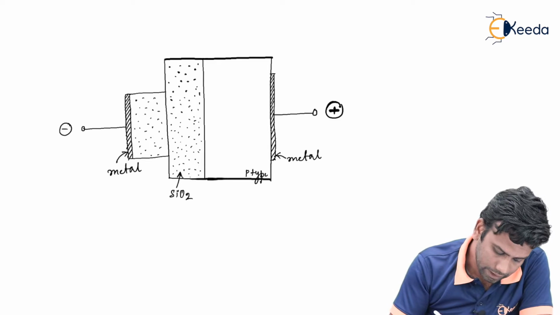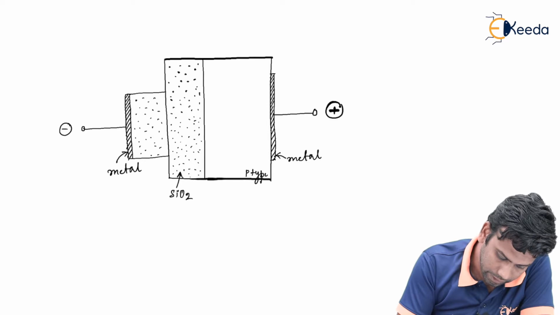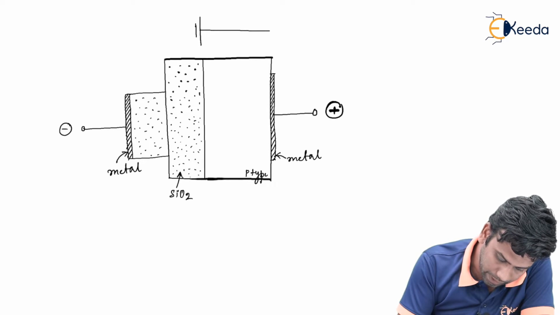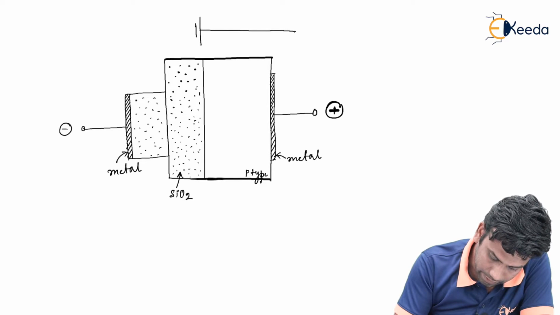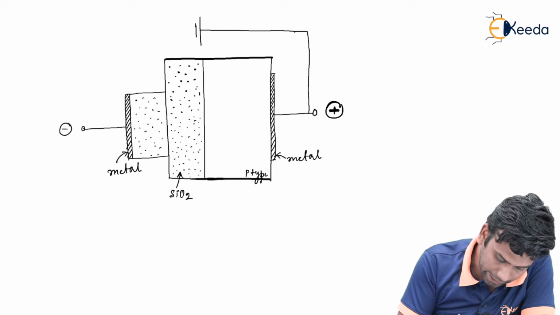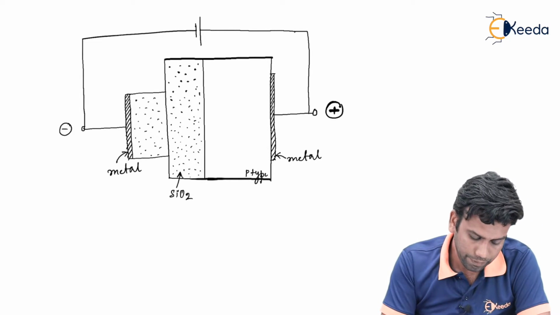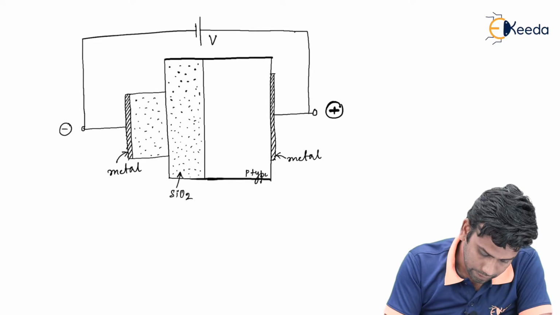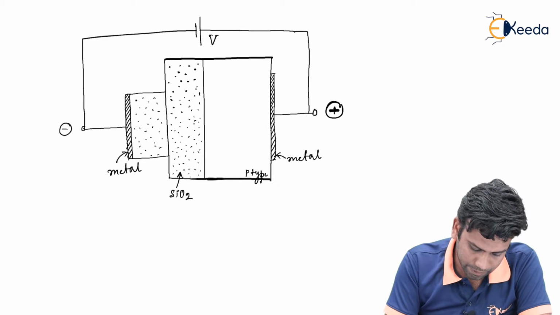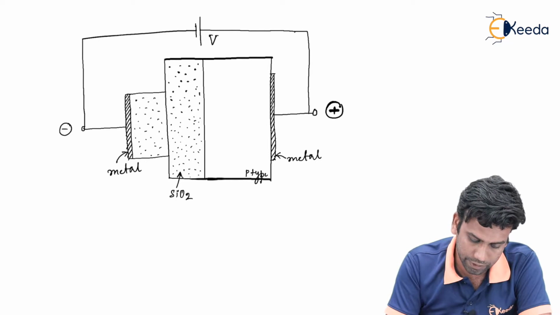That means let us connect a potential in this fashion that the positive terminal will be connected here and the negative terminal will be connected here. So now this is the p-type substrate MOS capacitor that has been given an external voltage.